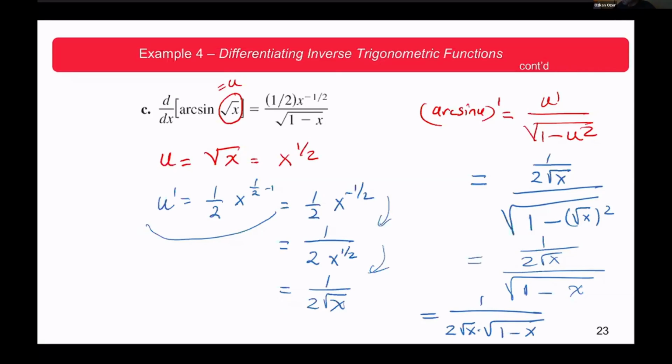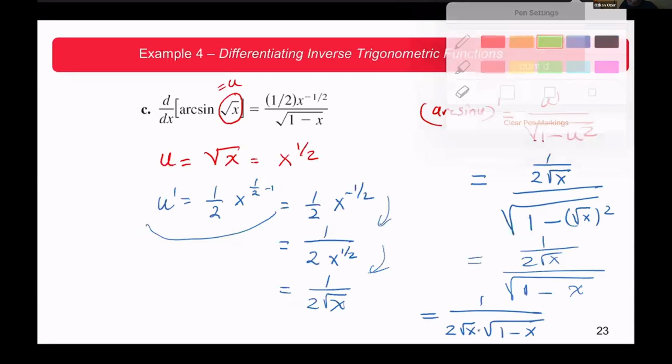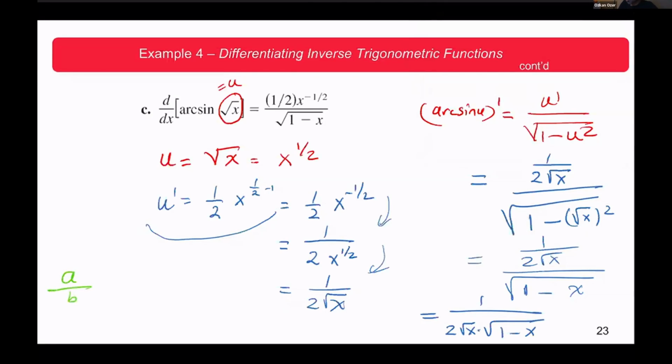I'm using a quick algebra rule here: A over B over C is equal to A over B times C. This is the algebra I'm using from here to here.